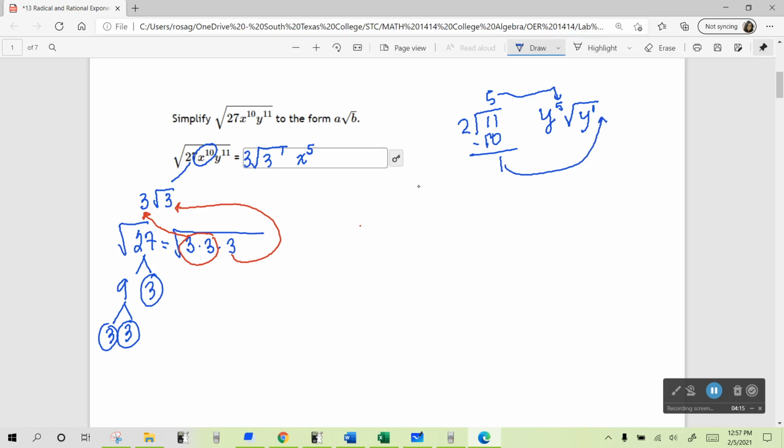So it's basically how many pairs can you get. Now you could also see it the way I did with the 27, like for example, y to the 11. How many y's do you have? You have 11 y's.